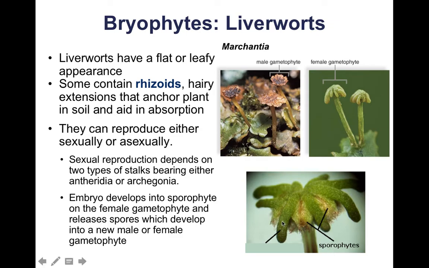So this is the female gametophyte here. The sperm will have to be produced by the male gametophyte, and it relies on water for fertilization. And then the sporophyte here actually just grows out of the gametophyte. These will release spores, which will then go on to develop into a new male or female gametophyte.